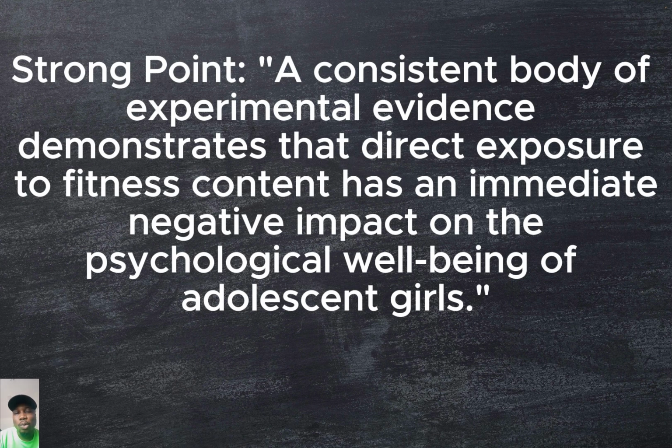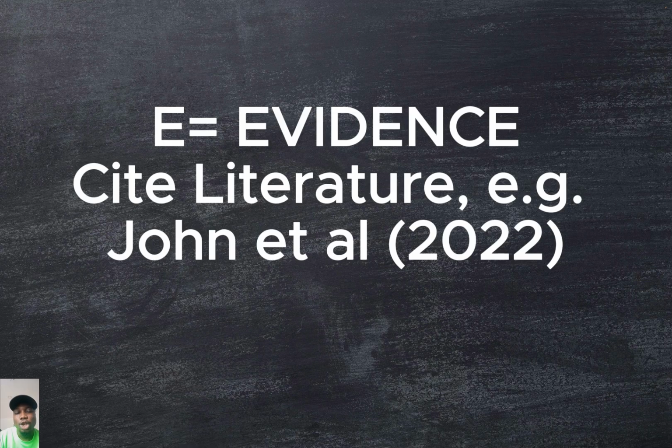The strong point is a clear, arguable statement that the rest of the paragraph must now support. So we move to step 2, which is the E, your evidence, which is the proof. So you back up the point that you earlier stated with specific evidence from literature. So you cite literature. You then bring in your Smith et al., Jones et al., whichever you have. But notice that you are not just listing them. You're actually selecting them to serve your point.